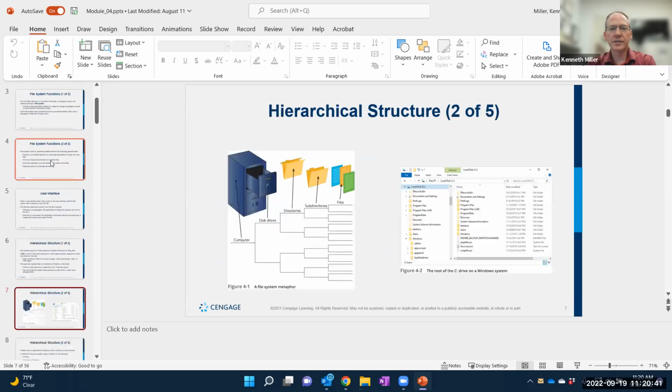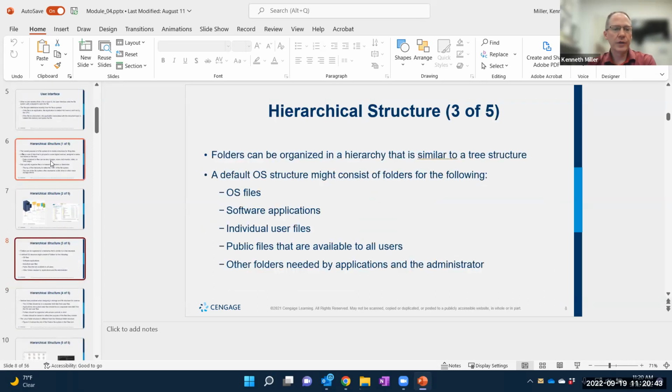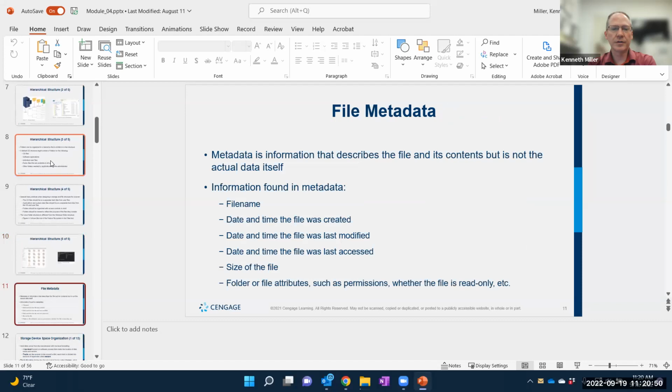So you can look through this week 5 PowerPoint, which is going to be on Canvas here shortly, and that will get you going through that.